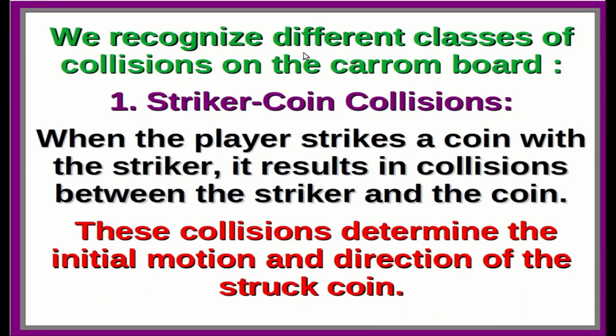We recognize different classes of collisions on the Carrom board. Firstly, we have the striker coin collisions. When the player strikes a coin with the striker, it results in collisions between the striker and the coin. These collisions determine the initial motion and direction of the struck coin.